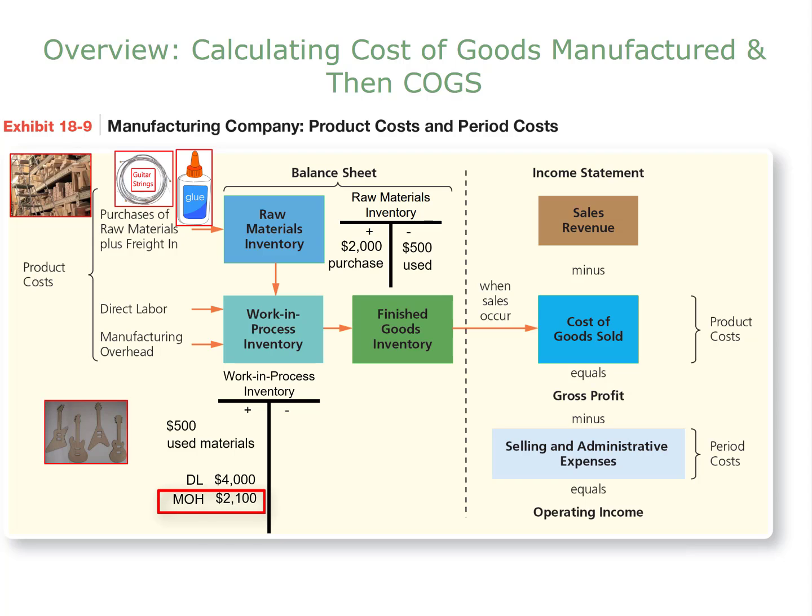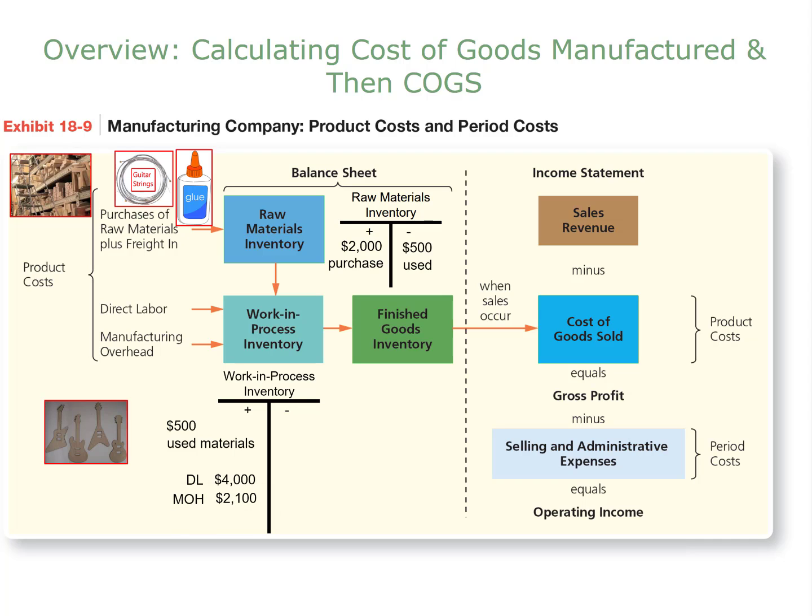These are costs such as a factory supervisor's salary, the factory janitor's salary. These both would be indirect labor. Tools that were broken and had to be replaced. These would be indirect materials. Factory rent, factory utilities, factory insurance, and factory depreciation. Basically all the factory costs that cannot easily be traced to a certain guitar.